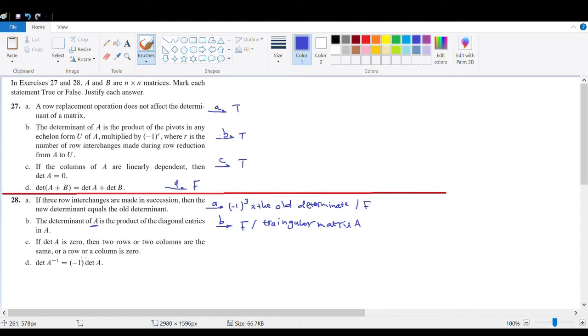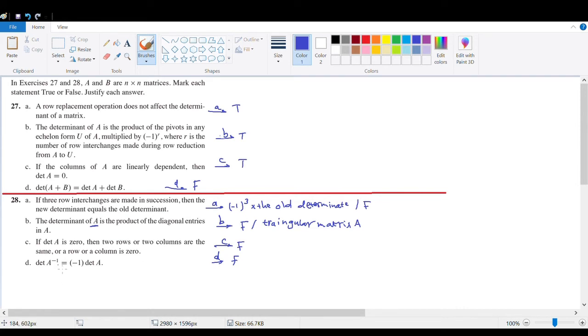Then C, if the determinant of A is 0, then two rows or two columns are the same, or a row or column is 0. We cannot say this one. It is true that it may be one of these, or the columns are linearly dependent. So we cannot conclude here one of these only. See for example, example 3. So C is false. Then D, the determinant of A inverse is equal to minus the determinant of A. This one is false. D is false.